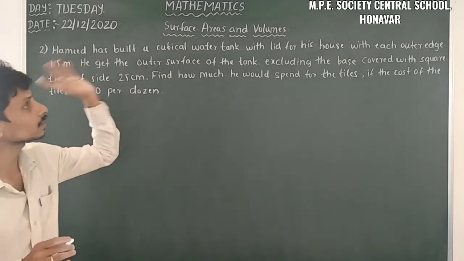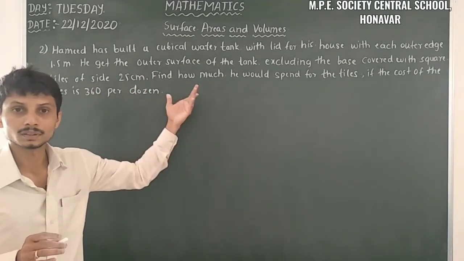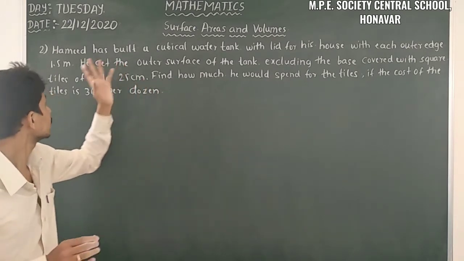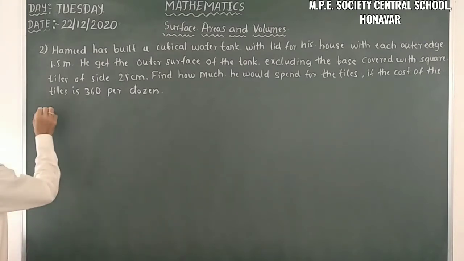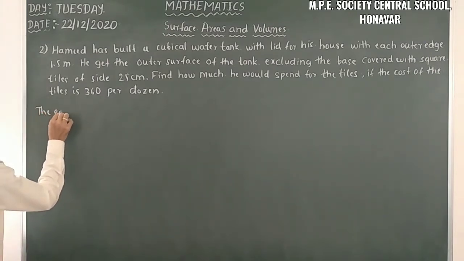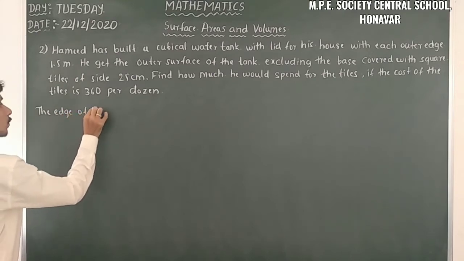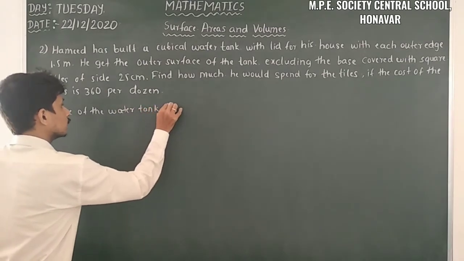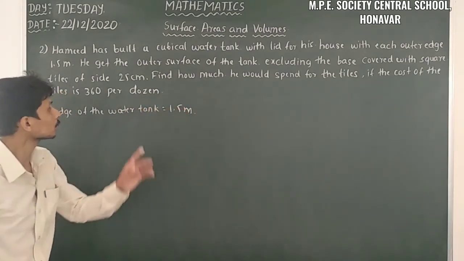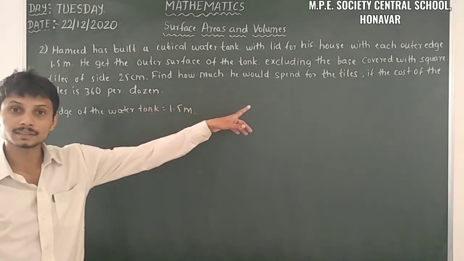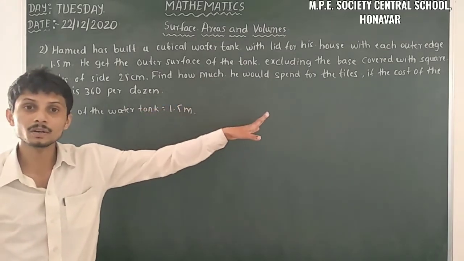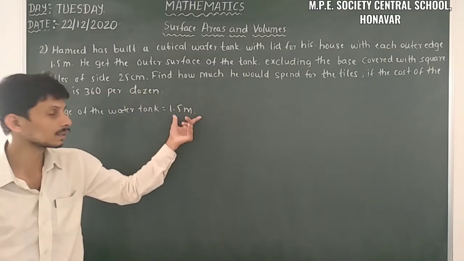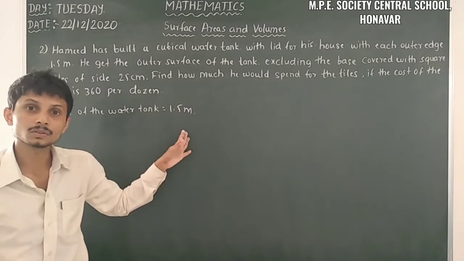So firstly we take the cubical water tank. For the water tank, what is the value of each edge? It is 1.5 meter. The edge of the water tank is equal to 1.5 meter. So here just observe, the side of a square shaped tile is given as 25 centimeter. So we can convert this into centimeters, so it will be easy.